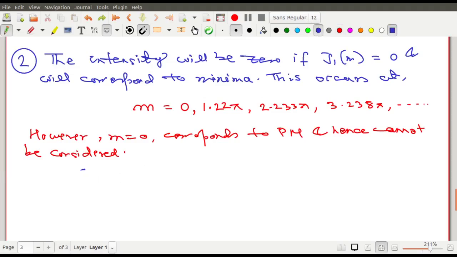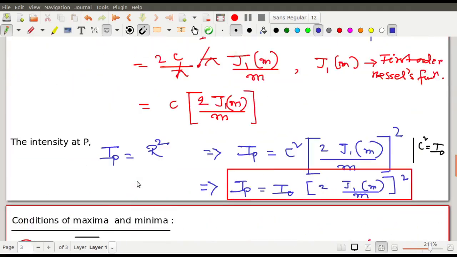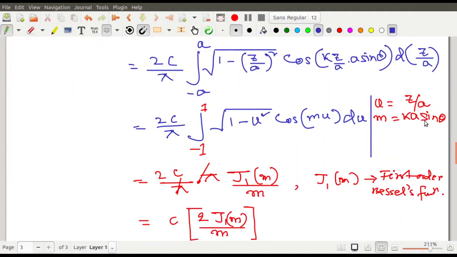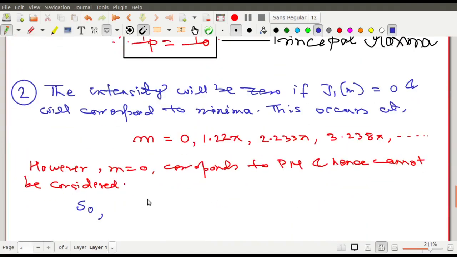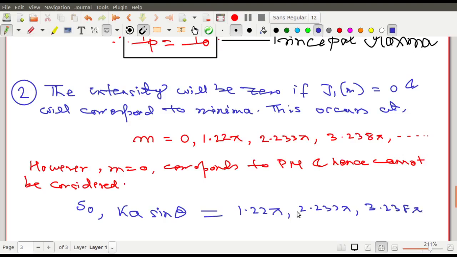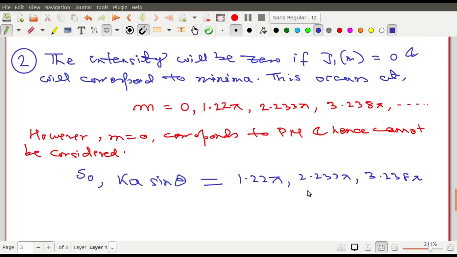Then what will we consider? What did we take m to be a while ago, in terms of the aperture parameters? m is ka sin theta. So what values can ka sin theta take? 1.22 pi, 2.233 pi, 3.238 pi, and you see that the distances between consecutive minima are not the same. The gap is not the same, and that is what we have already said, that diffraction patterns are not equally spaced like interference.